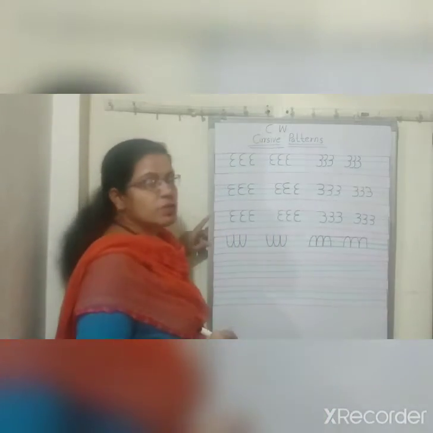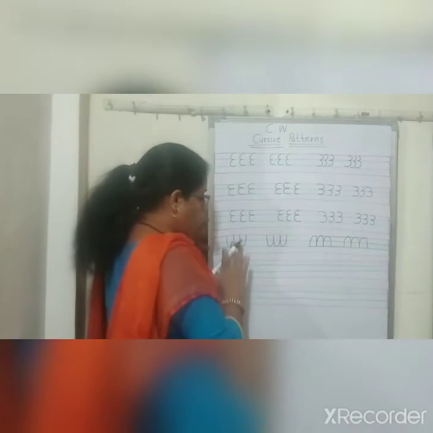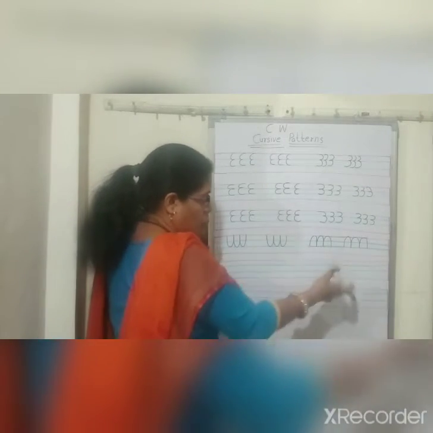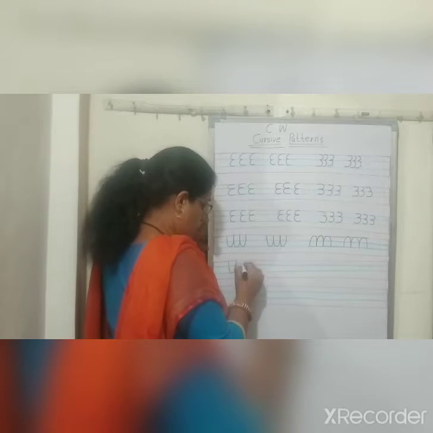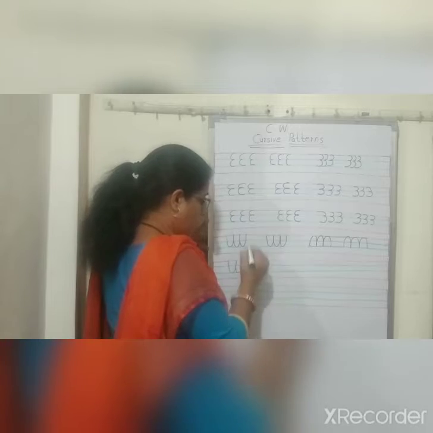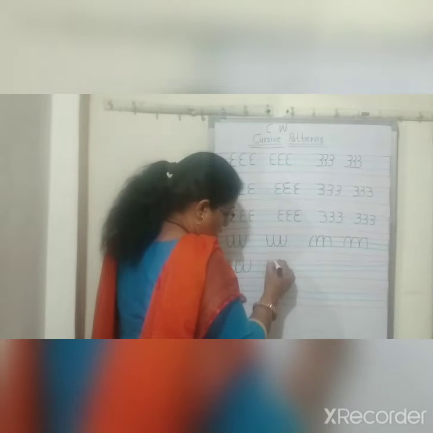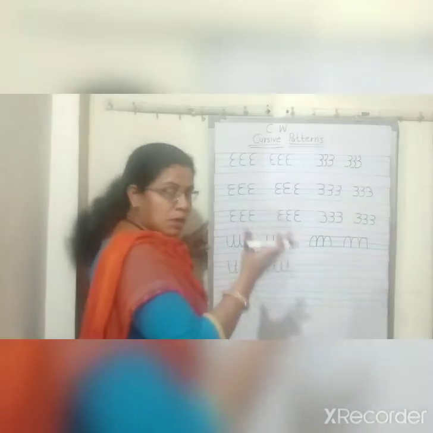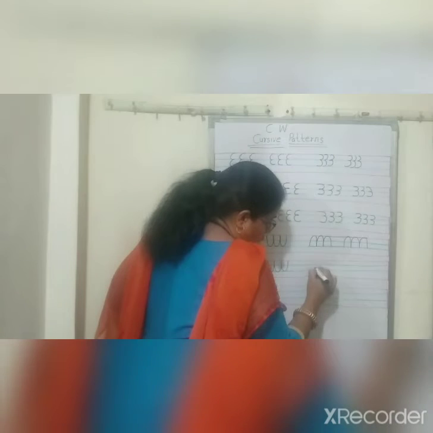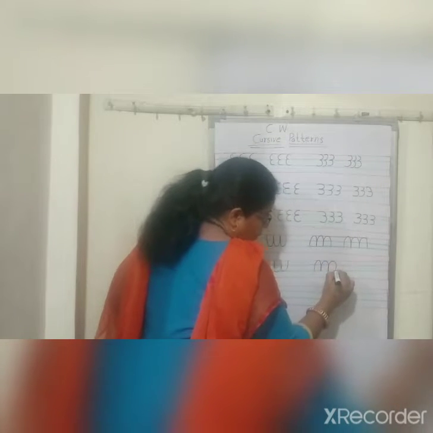So these are curves, left and right curve, and now we are going to do up and down curves. One loop, second loop and third loop. Do it very carefully. Now this is the up curve and now we are going to make the down curve. Make it very neatly and cleanly.